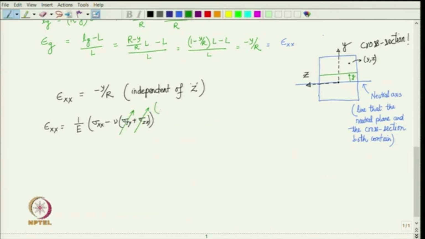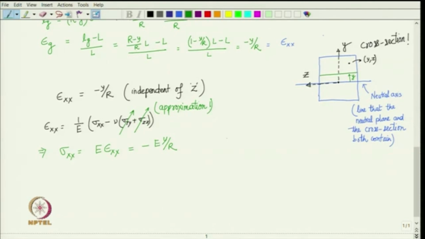So, it is an approximation. So, this means sigma x x is then E times epsilon x x, and then this becomes minus E into y over r. So, that is our sigma x x.